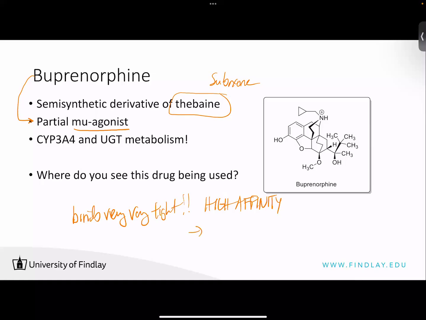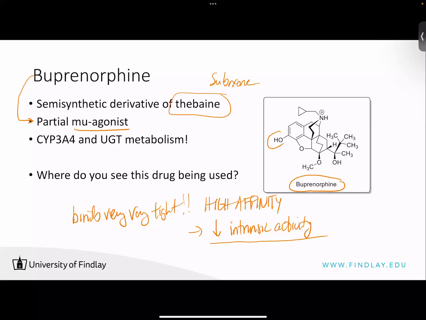All right, but decreased intrinsic activity, especially compared to morphine. Right? So, for example, if you had a patient who had recently injected heroin or took morphine, and then you gave them buprenorphine, it is quite possible that you will induce withdrawal symptoms in that individual because buprenorphine can slip in and bind in place of morphine. And when it binds, it binds for a long time.